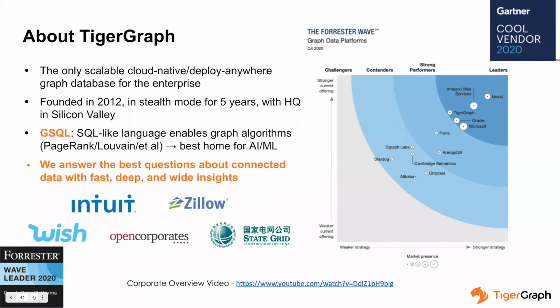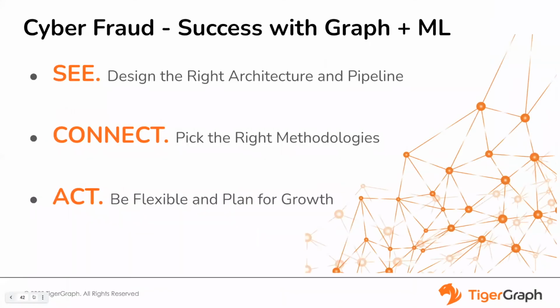Next slide, please. The call to action today is to see, connect, and act. We want to make sure we have the right architecture and pipeline. We want to ensure we connect to the right methodologies, and then act. We want to be flexible and plan for growth. Fighting digital criminals requires adaptation, and it requires new tools and new capabilities, and that's what we're here to help with.